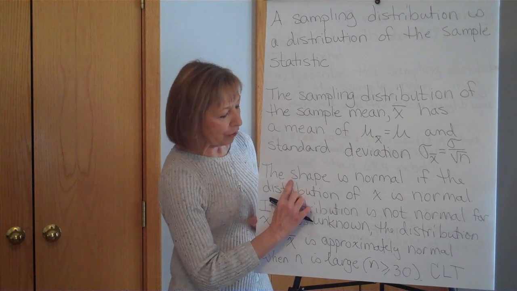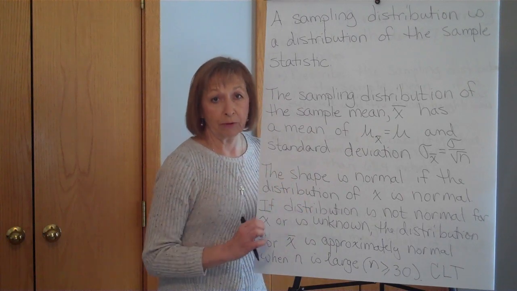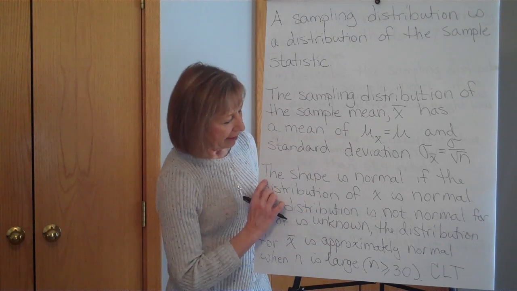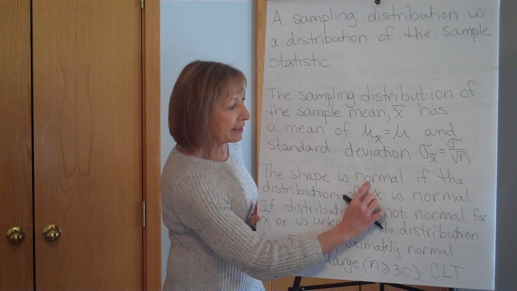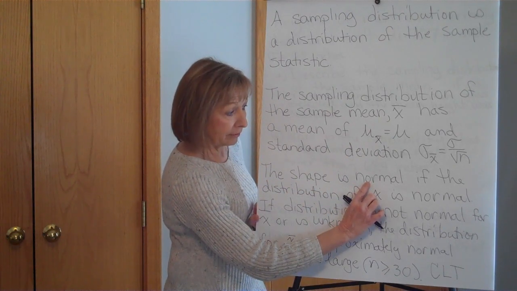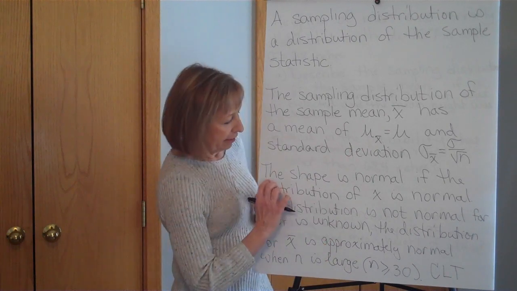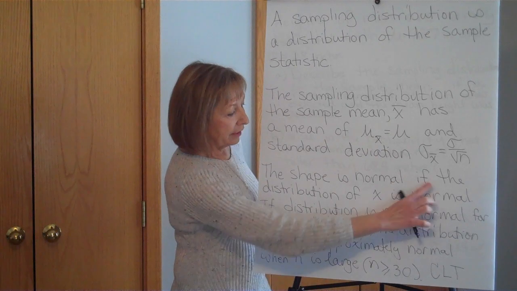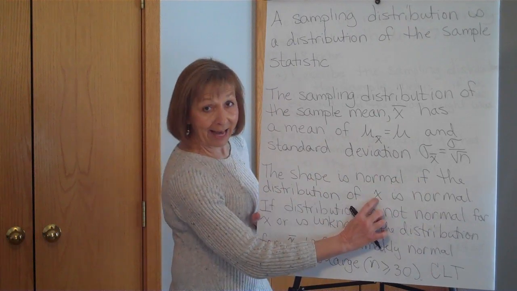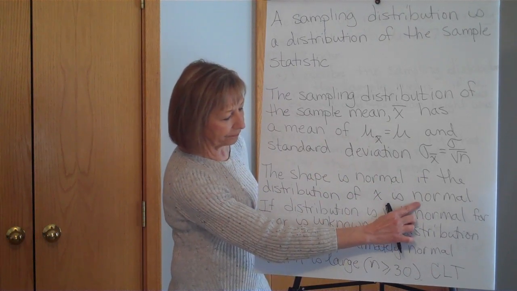If you know that the individual numbers had a normal distribution, then the shape of the sample means will be normal regardless of the sample size. So it's kind of like it gets grandfathered in. The shape is normal if the distribution of x, the individual numbers, is normal.